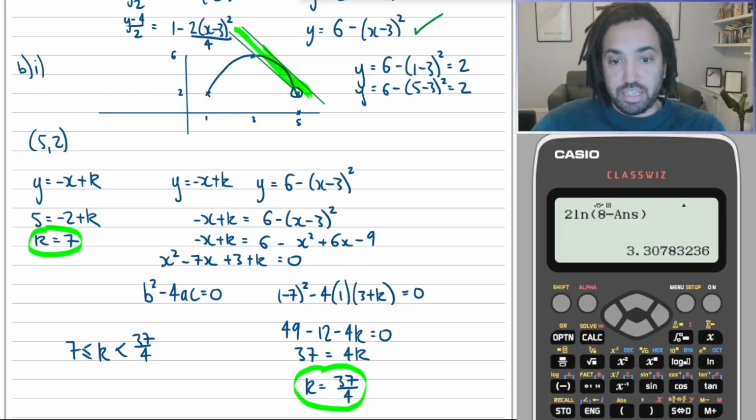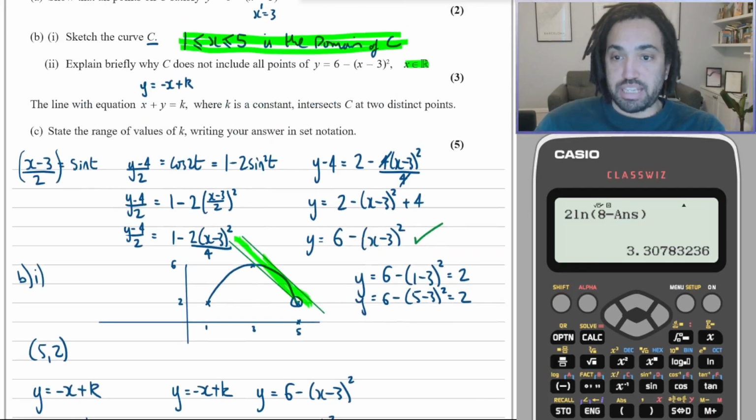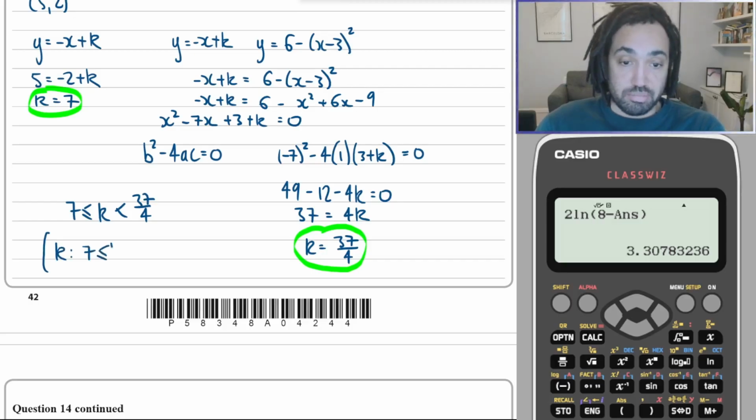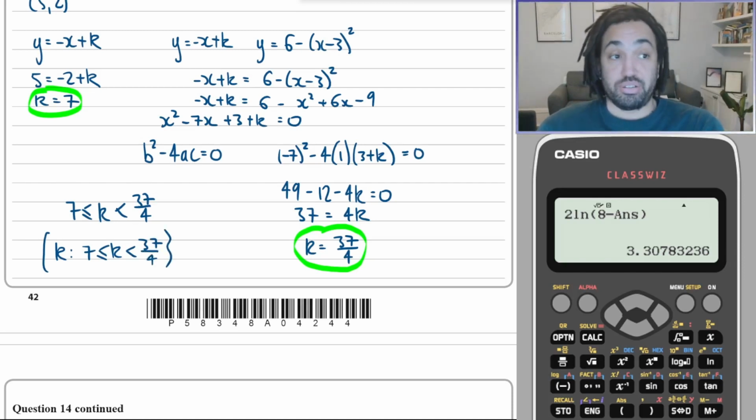And just finally, it does say set notation, which I know is a bugbear for lots of students. But it's really easy. You just do a curly bracket, you write k, colon, and then you just write the, in this case, this is bounded, so you can just write it like this, close brackets, and you're good to go.